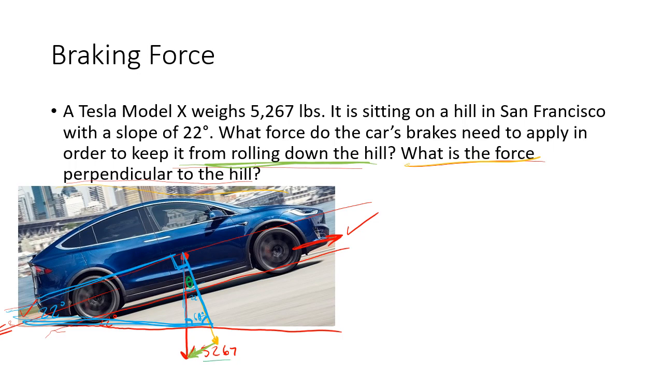So with that being said, we have this triangle here. This is all messy now. Let me just freshly draw back over it. We have that original force of 5,267.